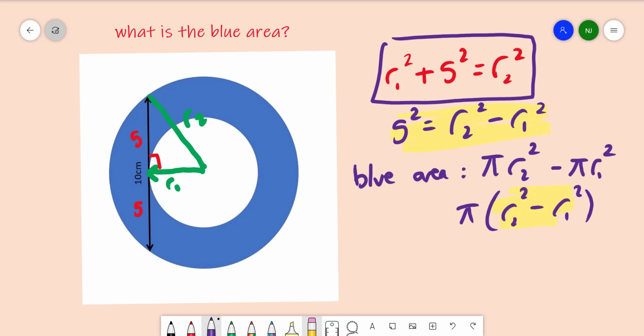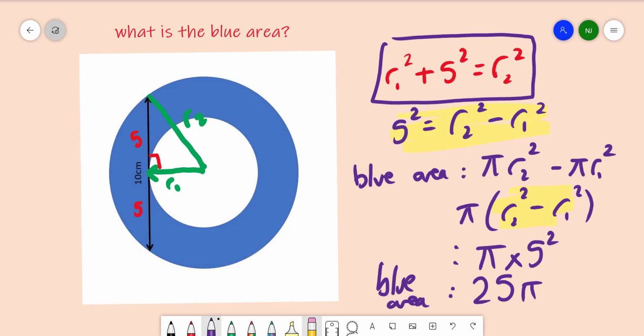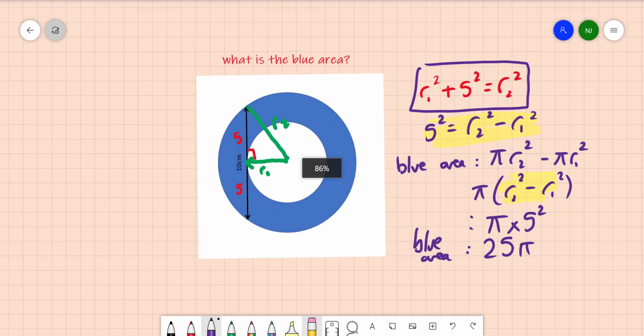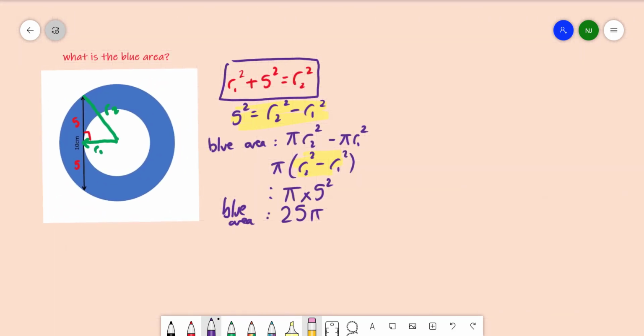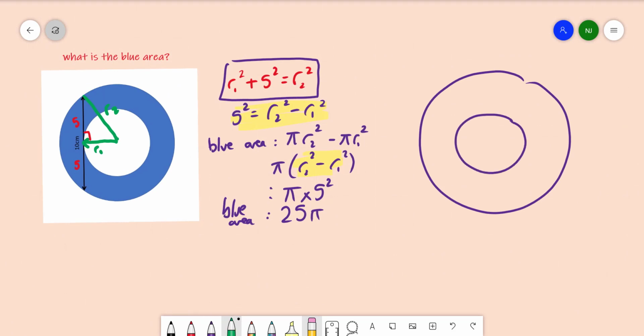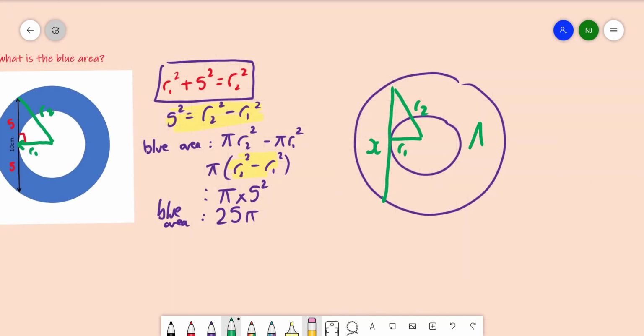And this is just this. So the blue area is in fact just pi times 5 squared, which is 25 pi. How lovely is that? So the answer to the blue area is just 25 pi. Now, this feels like one of those questions that could have been completely general for every annulus. For example, if I draw it again, and if I imagine that this length is just x, if I did the exact same thing, so this is R1, this is R2, we know that we're trying to find the shaded area A.